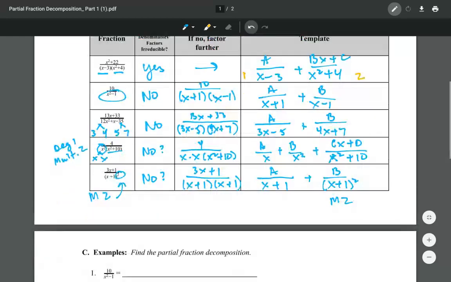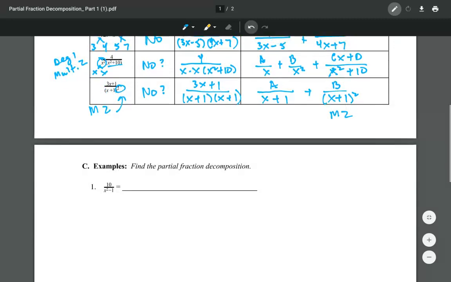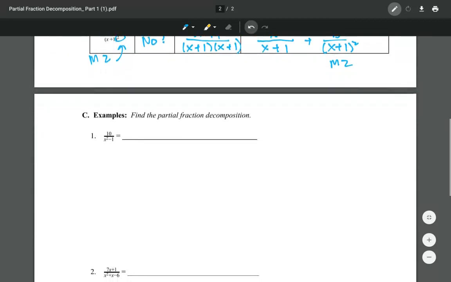Okay, let's go ahead and do some examples now. I want to find the partial fraction decomposition for 10 over x squared minus 1. I'm going to start by factoring it. So 10 over x plus 1, x minus 1. Setting up my template, I get an x plus 1, x minus 1. These are both degree 1, so they just need letters a and b in the numerator.